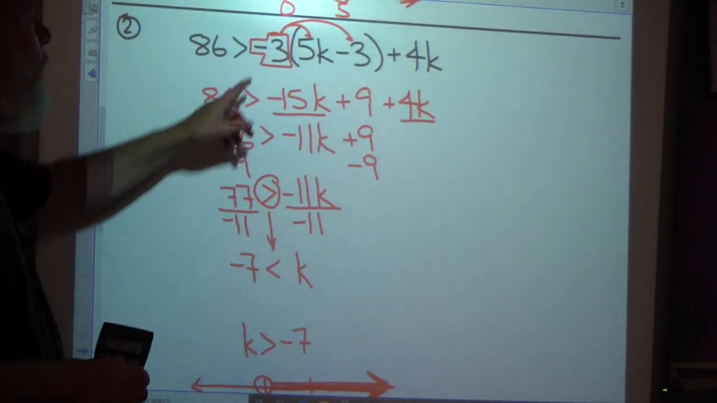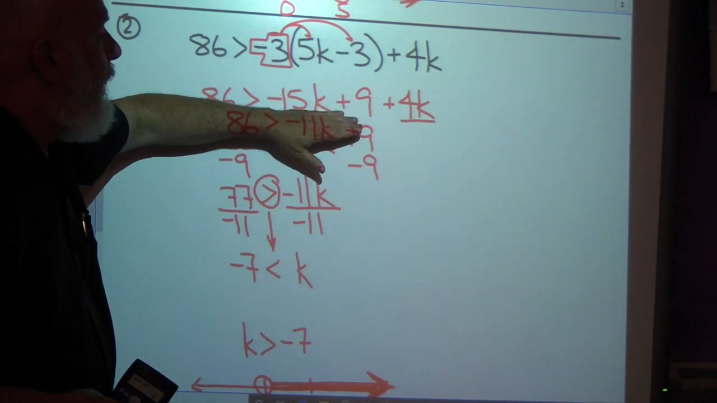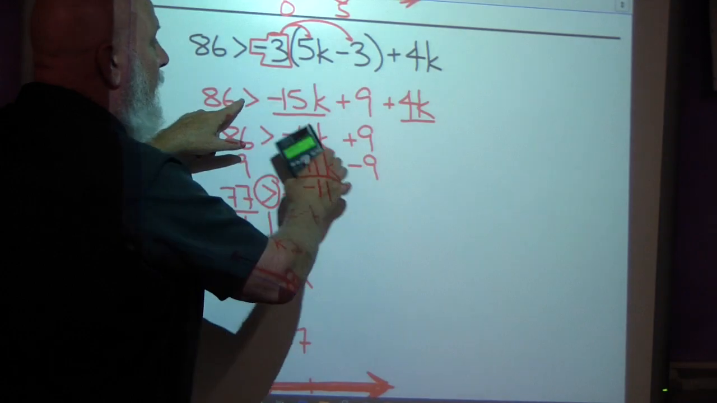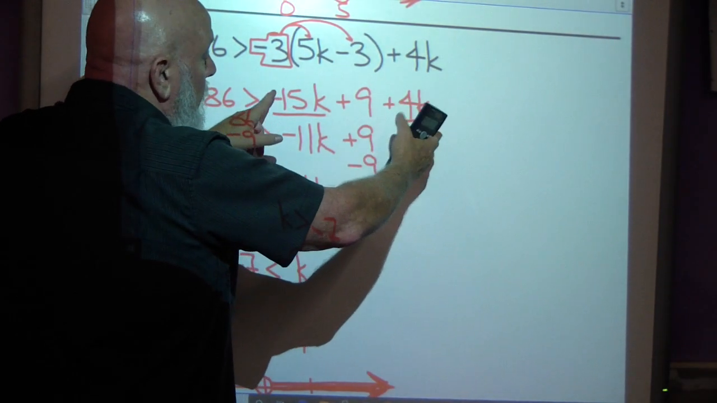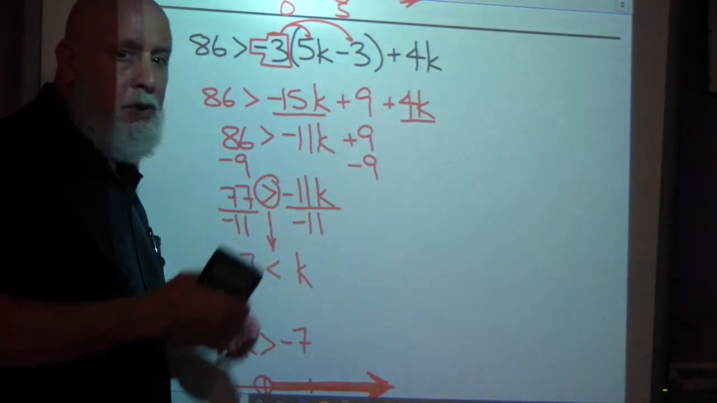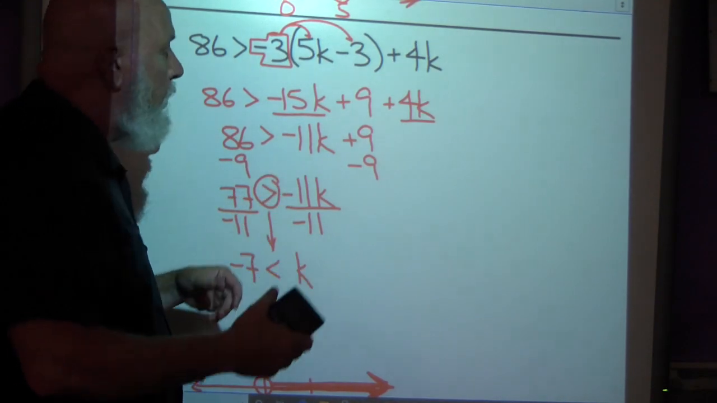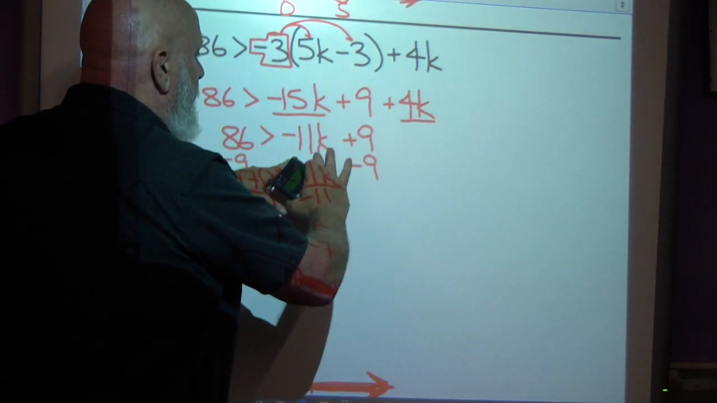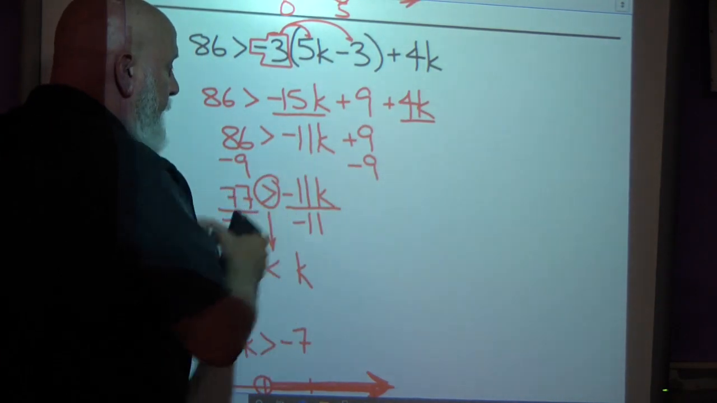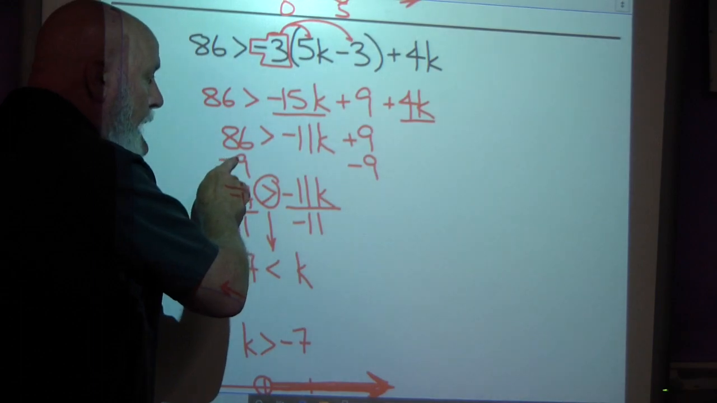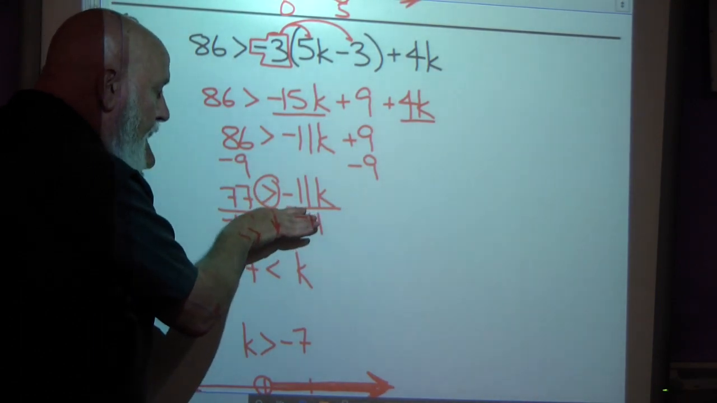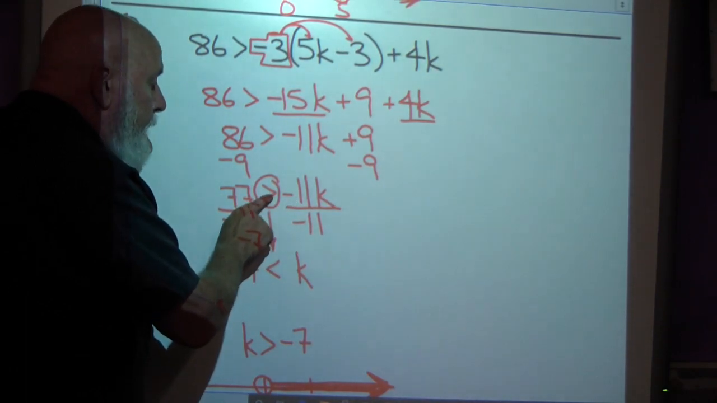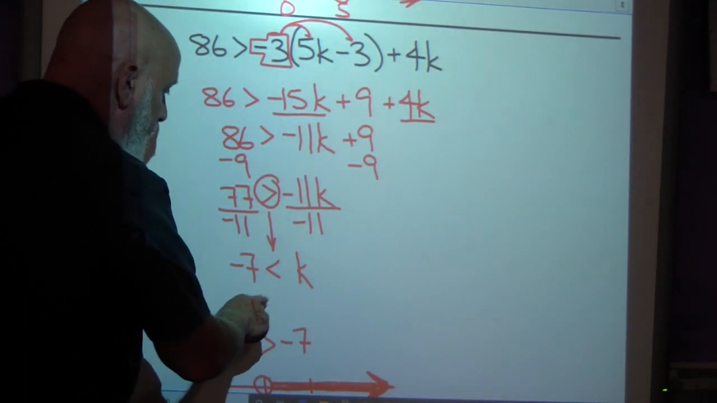In this case, I had to open parentheses first, then combine like terms because I had 2 k terms on one side of the inequality symbol. And so just like it was an equation, if you have like terms, combine them. That's just a rule of thumb in algebra. If you have like terms, combine them. So I combined them. And then I said, okay, I want to get this k by itself, so I subtracted 9 from both sides. And then I divided both sides by negative 11. And when I divided by a negative, that changed the direction of my inequality.